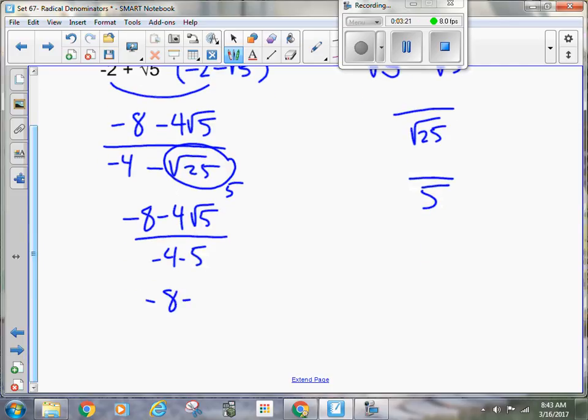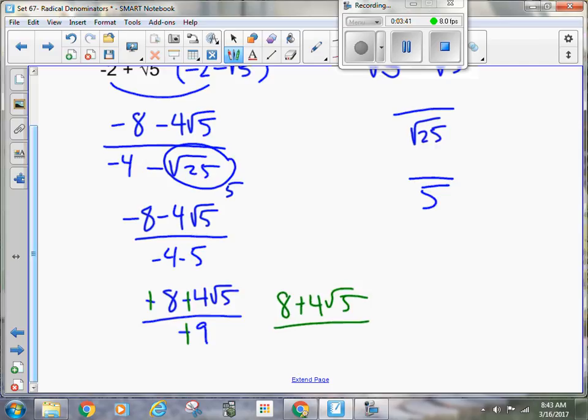So negative 8 minus 4 square root of 5 over a negative 9. Before you say, yep, that's my answer, we always want to check and see if there's anything we can simplify. And actually, we would simplify all those negatives. You wouldn't want to really leave a negative in the denominator and the numerator. So we have 8 plus 4 square root of 5 over 9. 8, 4, and 9 I can't simplify. So that's my answer.